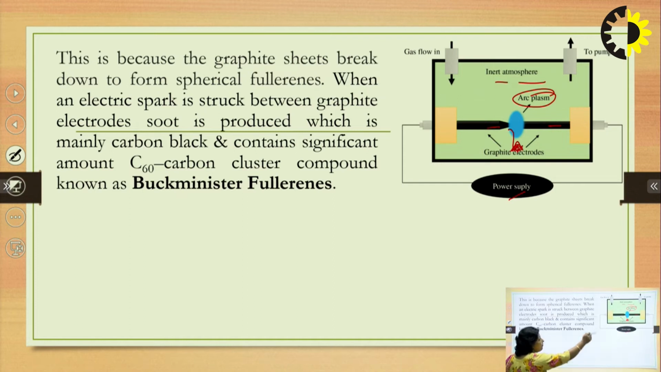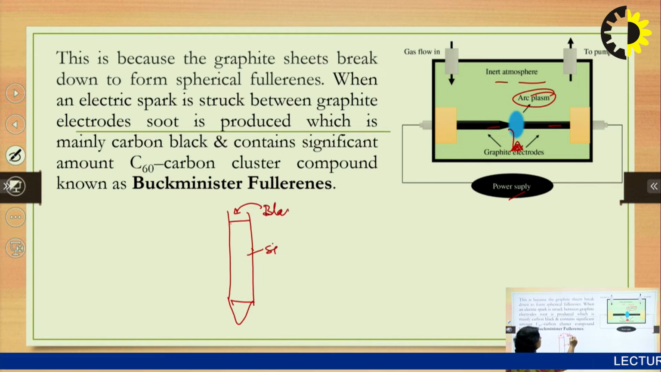When this carbon, this sooty dust, was filtered, it was put through a chromatographic technique. What is the chromatographic technique? Chromatography uses these kinds of glass pipes filled with white silica powder, and then the black sooty dust was kept here.